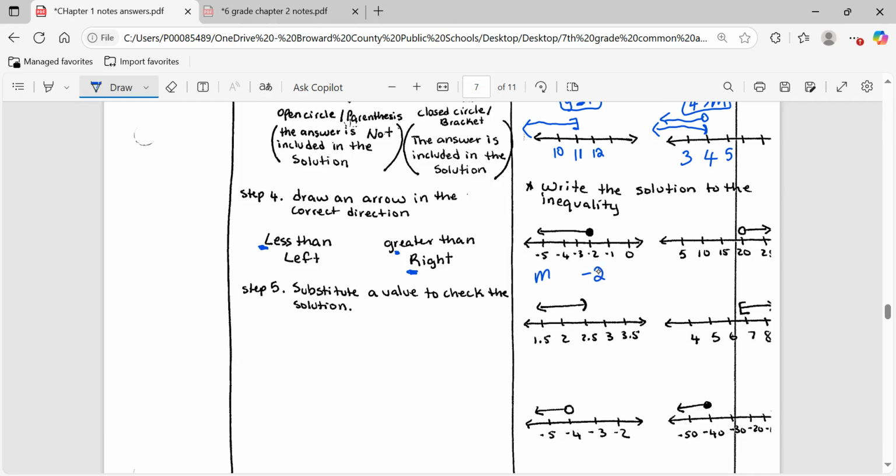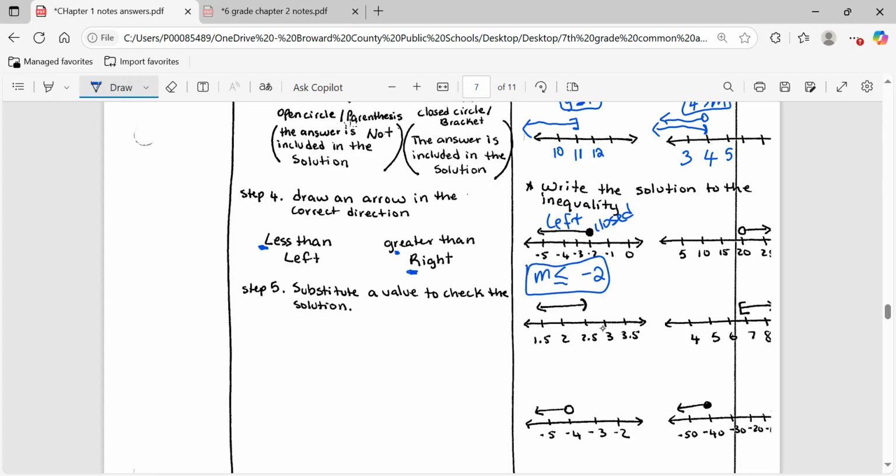So now I need to think, would it be less than? Is my M going to be less than or greater than that negative 2? Well, I see the arrow going to the left. Because this arrow is going to the left, I know that my M is going to be less than negative 2. And then it's a closed circle. So this is going to be less than or equal to negative 2. That's the solution. M is less than or equal to negative 2 because it's on the left side.